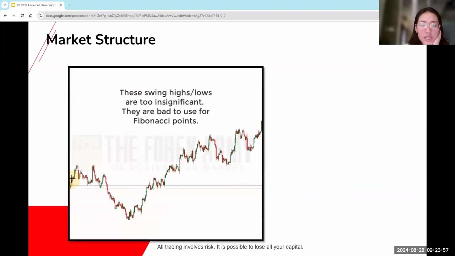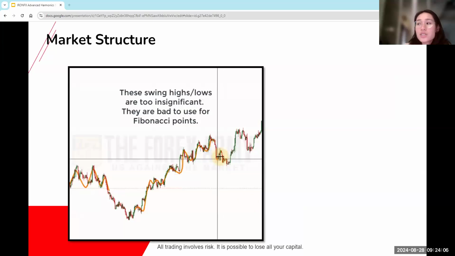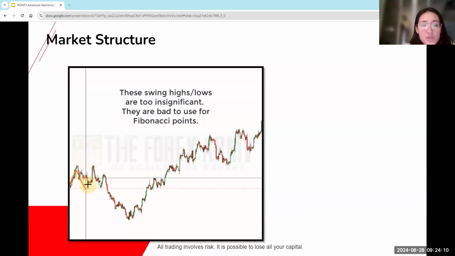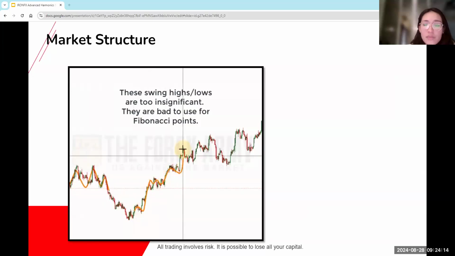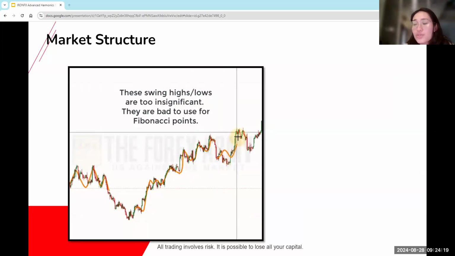Okay, now let's talk about market structure. So this is pretty important regardless of whatever strategy you are using, but particularly for harmonics because you're basically using price action. So these swing highs and lows are too insignificant. So they're bad points to use for your Fibonacci points, but they're also bad points to use for your support and resistance levels as well.